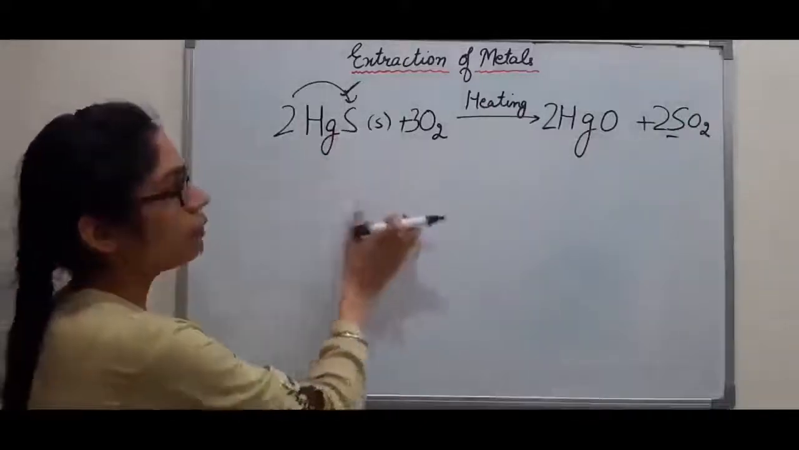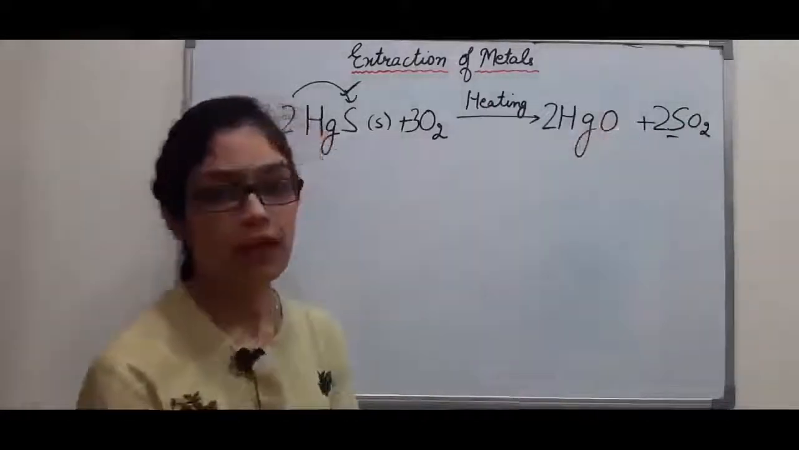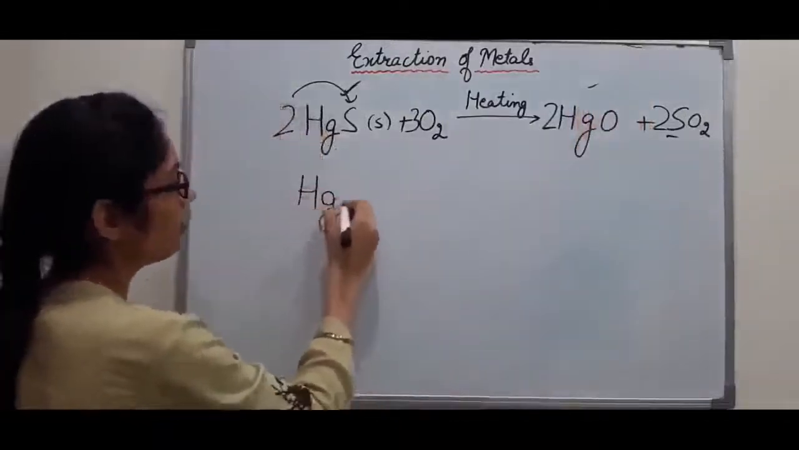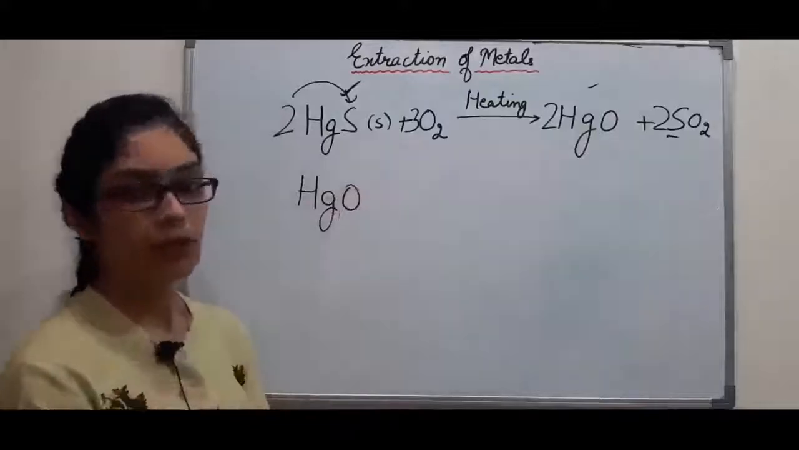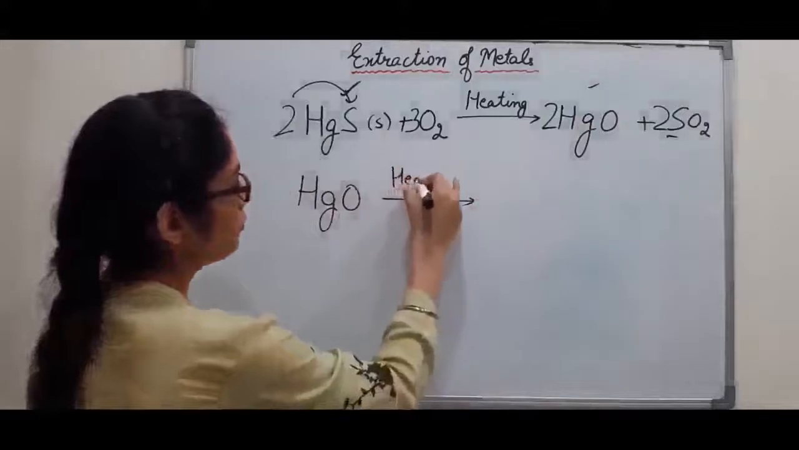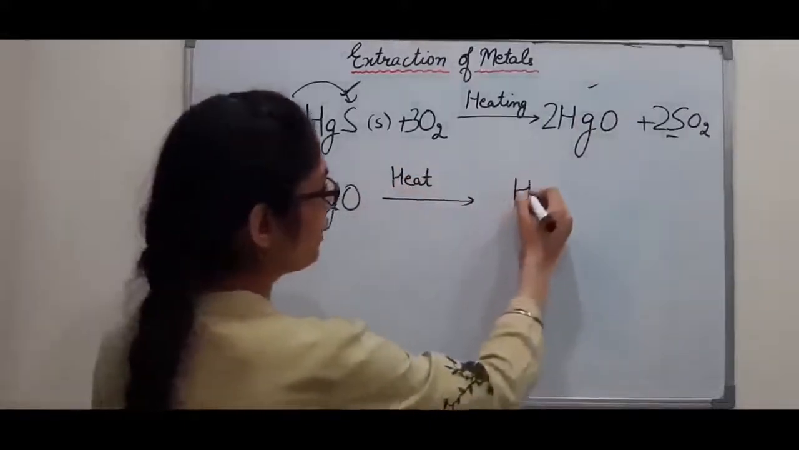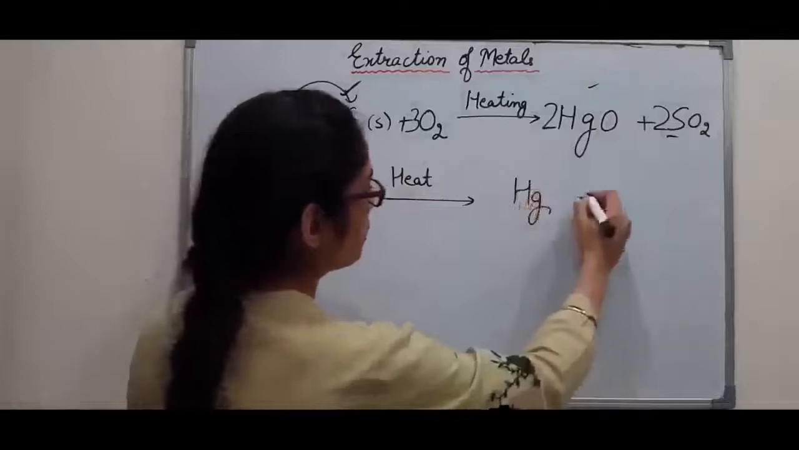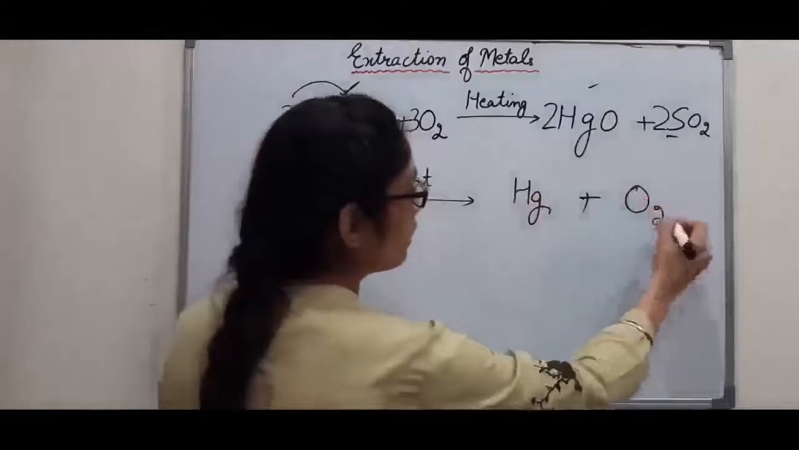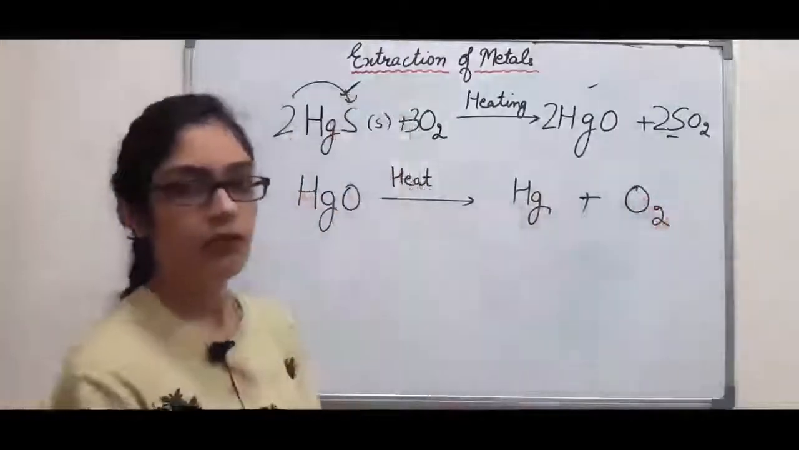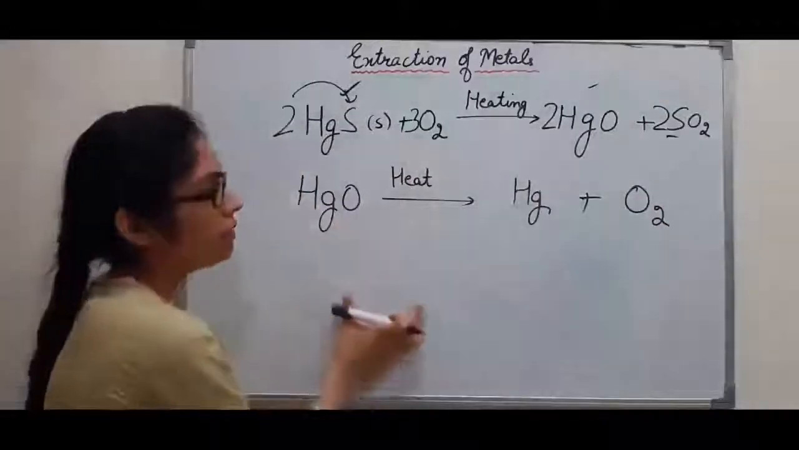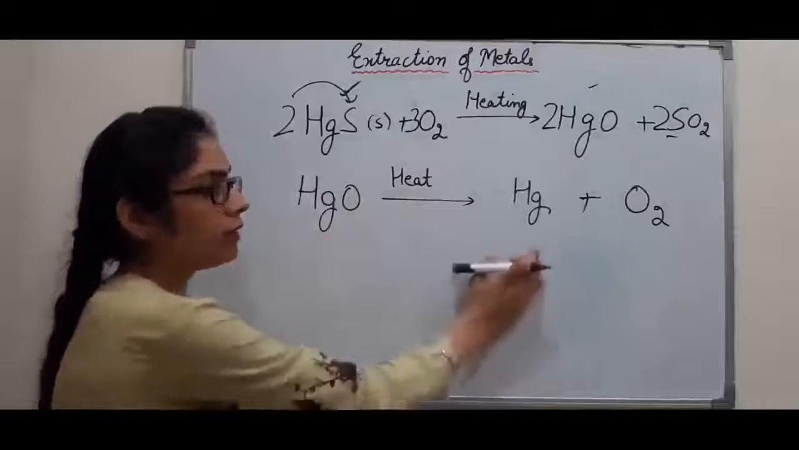So this cinnabar on heating is converted into its oxide. Now this oxide is further reduced to the metal. It will be further reduced to mercury on heating. So we will get mercury from the oxide. Since we are doing reduction, and in the first chapter also we have already done reduction, meaning removal of oxygen. See, so here we are just doing reduction; from its oxide we are getting the metal.